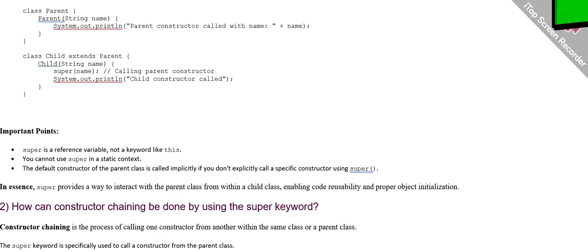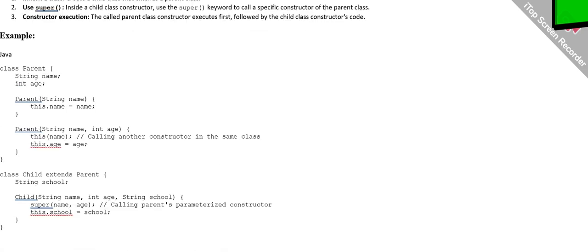2. How can constructor chaining be done by using the super keyword? Constructor chaining is the process of calling one constructor from another within the same class or a parent class. The super keyword is specifically used to call a constructor from the parent class.